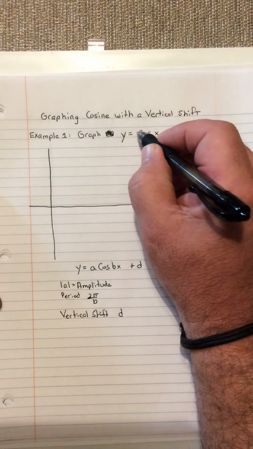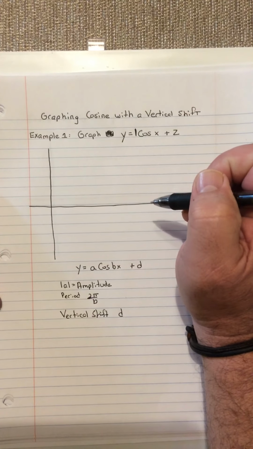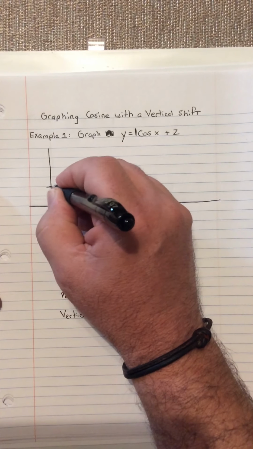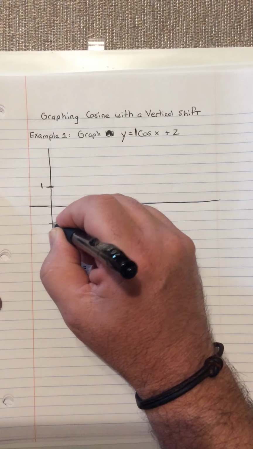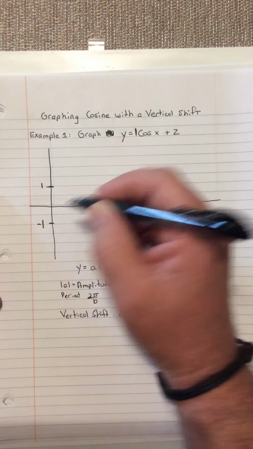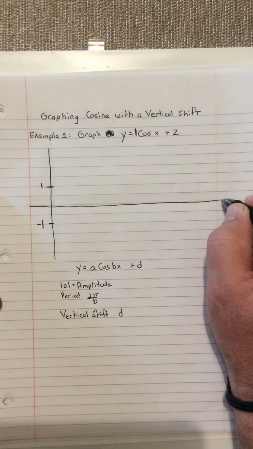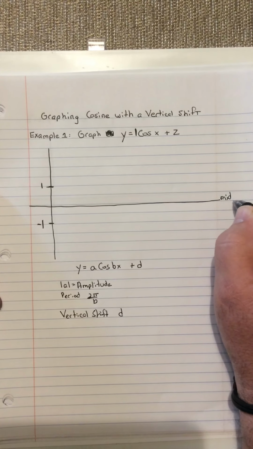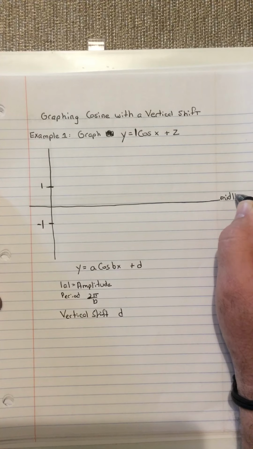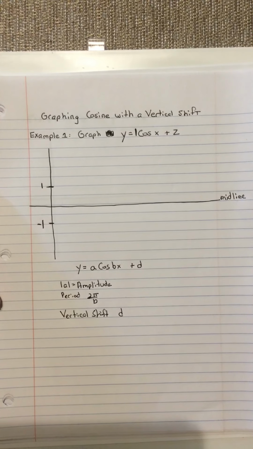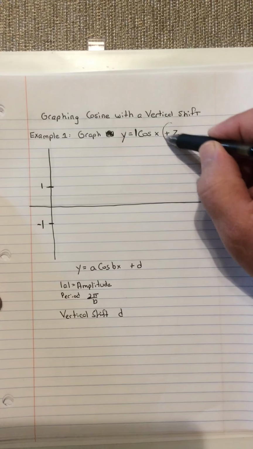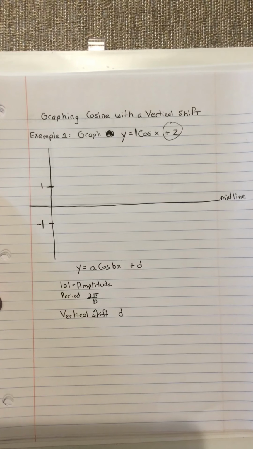So in my example, my amplitude is 1. So let's come over here and mark a 1 and a -1, because remember, this is what we called the midline. You might have seen that on your practice problems. We're actually going to move this midline. This midline is now going to move up 2 units, but we'll get to that in a minute.